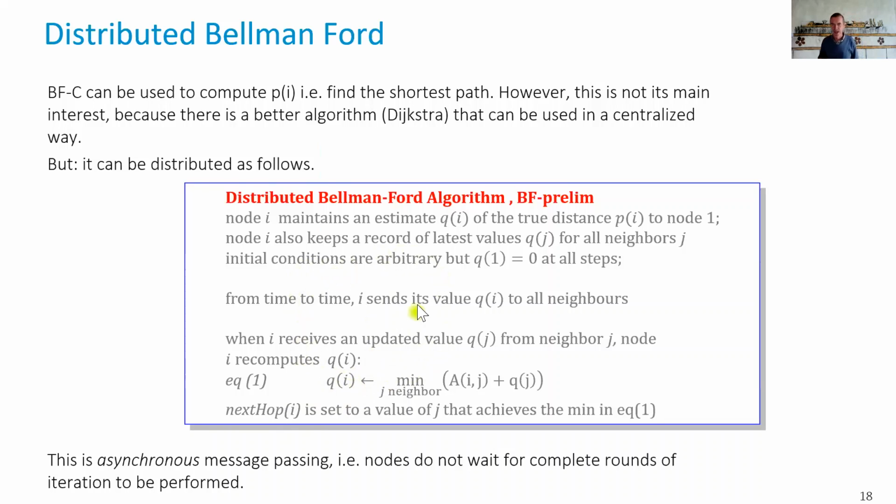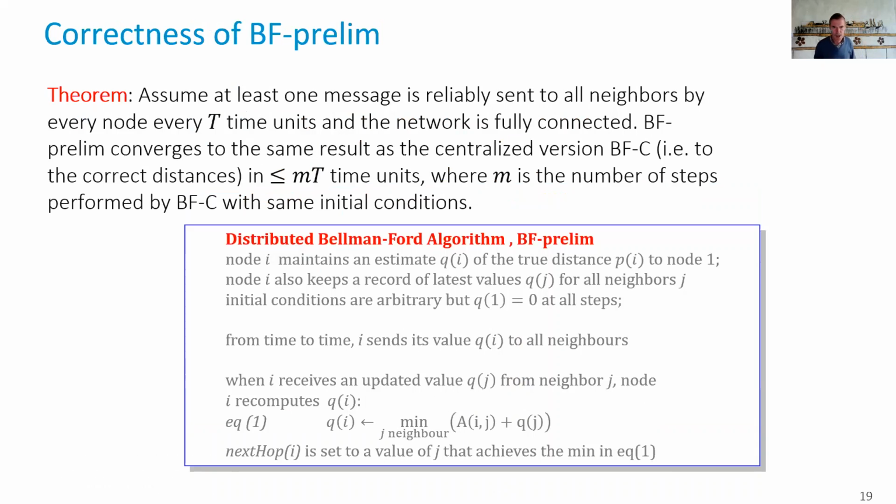Some nodes may be faster, some updates may come one by one, and not all updates from the previous rounds, like in the centralized version we have. Then the important thing is that if we do this, it works the same way as before. It works as if it would be centralized.